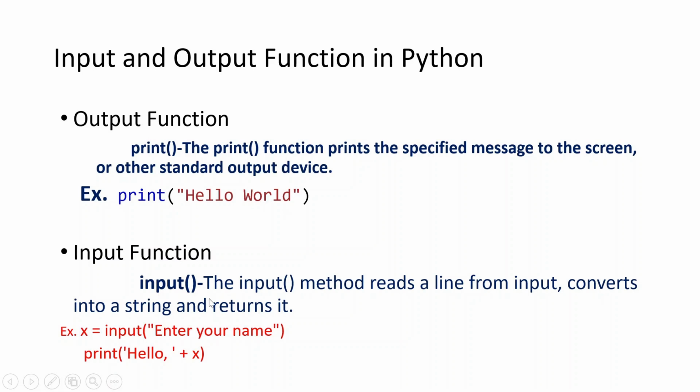Then the input function: the input method reads a line from the input and converts it into a string. So whatever data is taken by this input function is in the form of a string. See, x = input. This will be printed as it is on your screen, that is, enter your name. But after execution of this input statement, we have to enter the data and it is assigned to x.